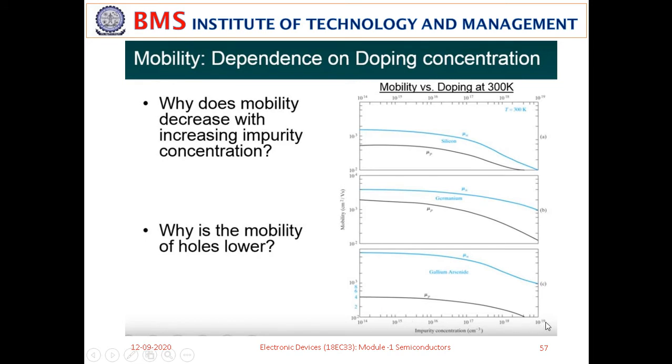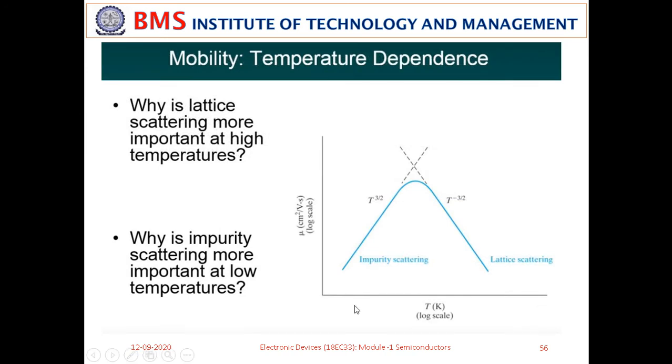The bottom scale, the x-axis, indicates doping concentration. As the doping keeps increasing, you can see the mobility keeps dropping. The doping is on the scale of 10 to the power of 14, 15, and all these things are measured at 300 Kelvin. The reason is that as the doping keeps increasing, the impurity collisions or scattering effects will be very high.